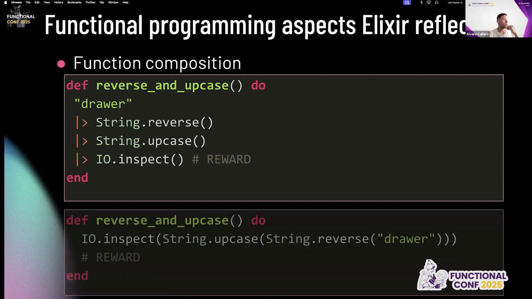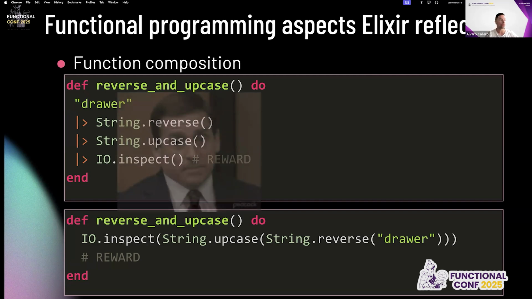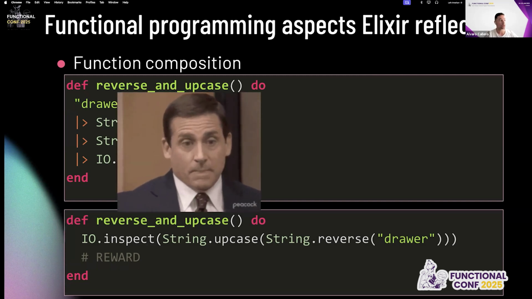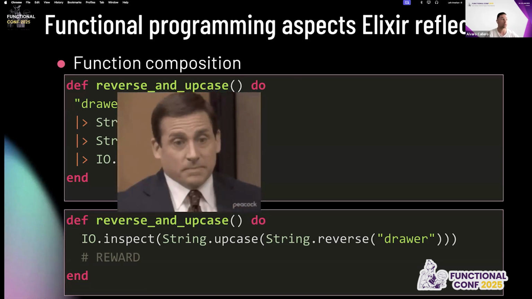This second example is exactly the same. We are achieving exactly the same result, but in this case, we are not using the pipe operator. We are just nesting function calls, starting with drawer and finishing with reward. I am not saying that the second example is bad or wrong, but every time we can use the pipe operator to compose functions, it is more than advised.